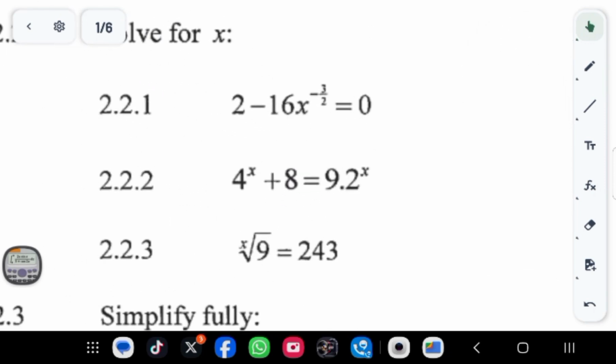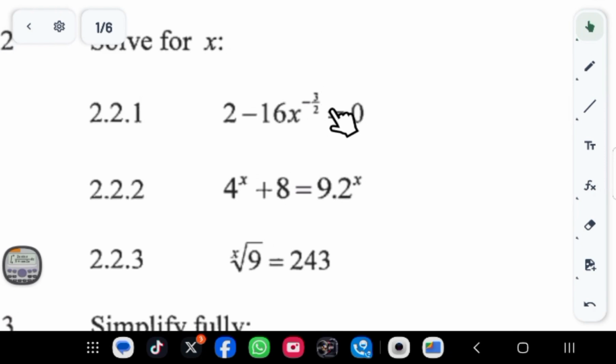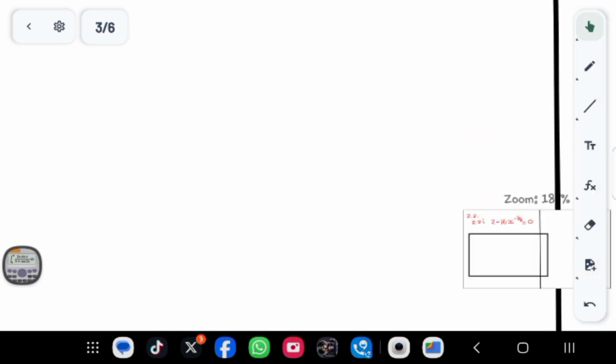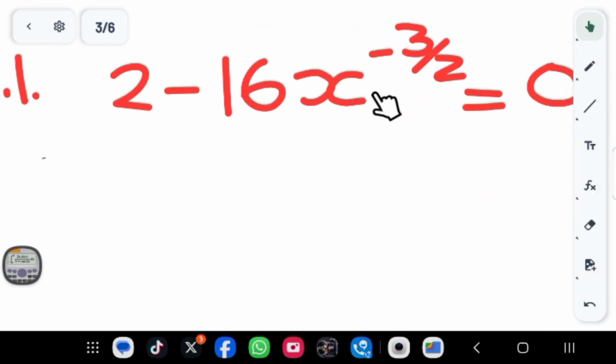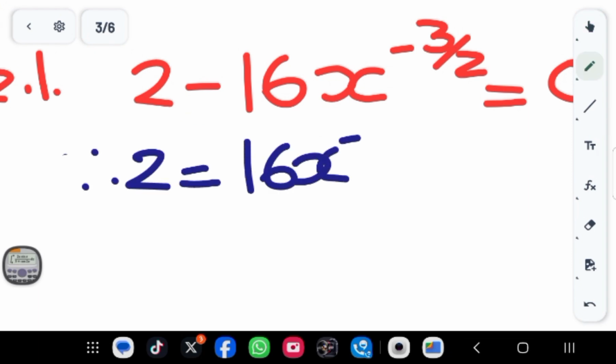2.2.1, that is the question. So it's 2 minus 16x to the power of negative 3 over 2, just in case you did not see that clearly. And this is the question. So what we do here is we simply take this to the right hand side so it becomes positive. X to the power of minus 3 over 2.